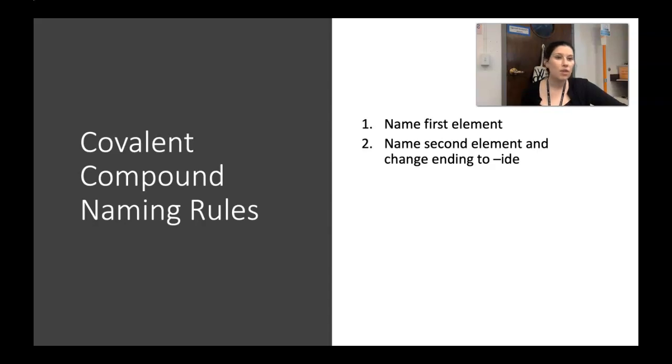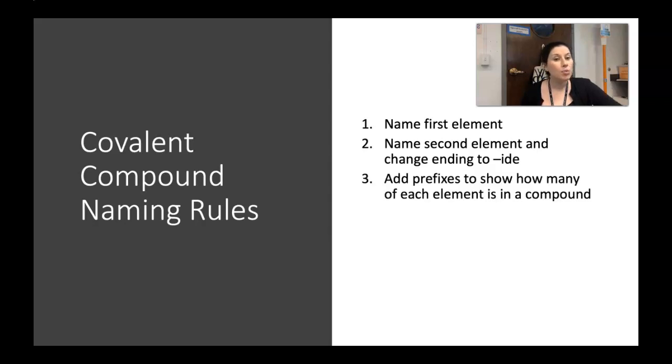If you can't really figure out what some of those might sound like, you can look them up online, and it's pretty easy to see how they'll sound. So we have our first element named just regular. Our second element has its ending changed to IDE. Now we need to add prefixes. Pre here means it comes before. These prefixes are small segments of words that we add before some of the element names to indicate how many of each element there are in a compound.